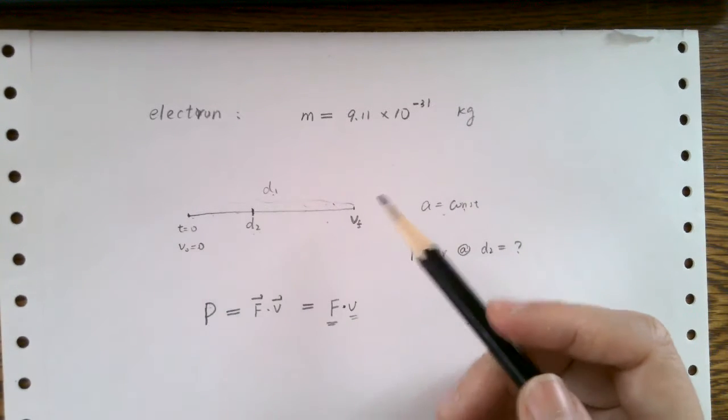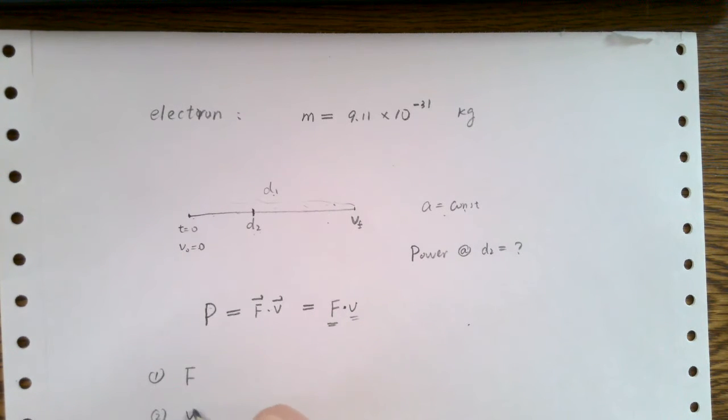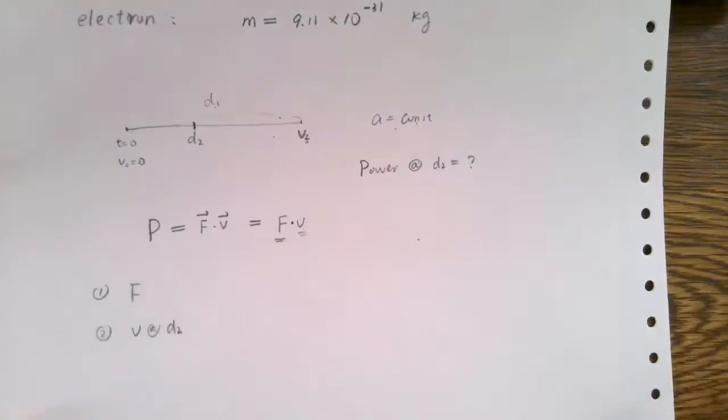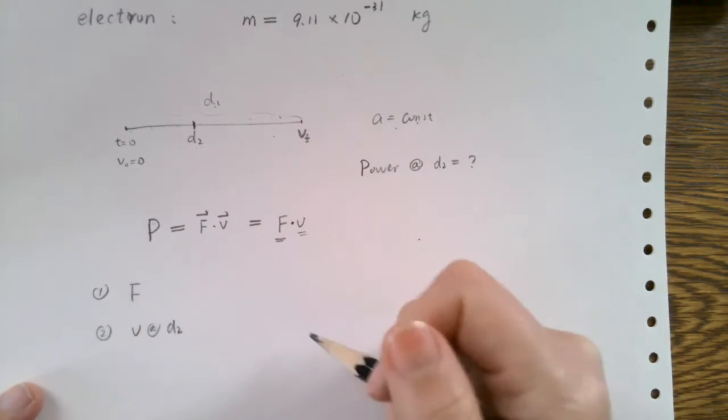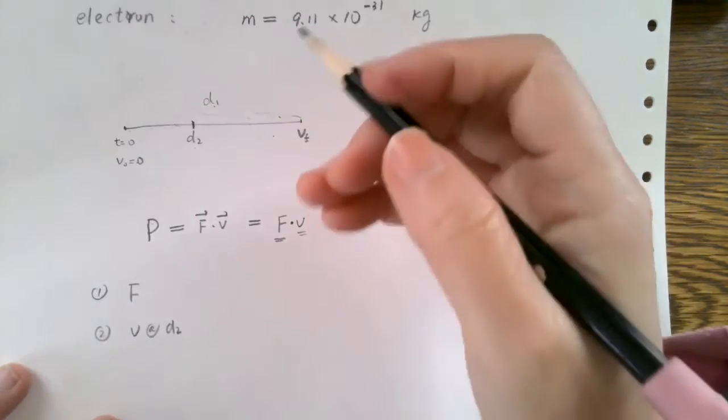So the key is this. First, how do we know the force? Second, how do we know the velocity at d2? If we know those two and multiply them, we'll be able to find the power. First one, let's see what the force is.